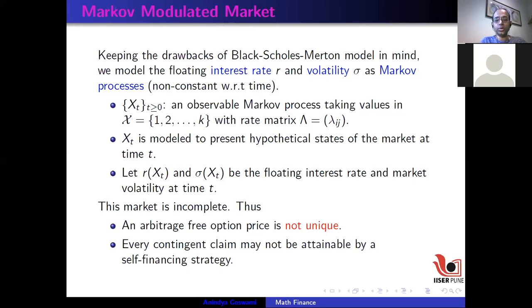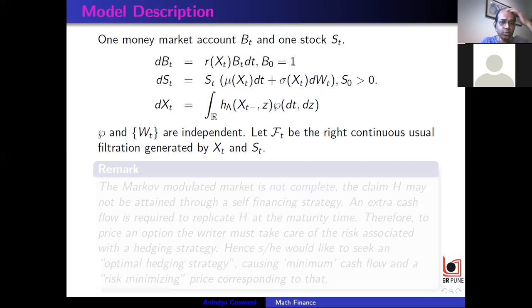So what is that? You find a strategy such that at the end you produce the claim, but you allow non-self-financing. This is what we are going to do. For that, we need to first write down the equation.